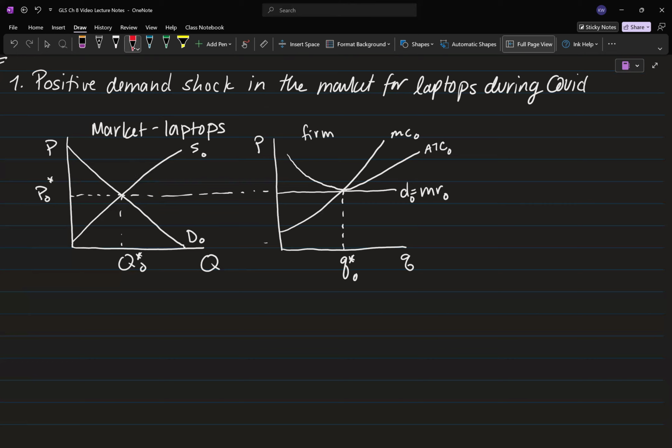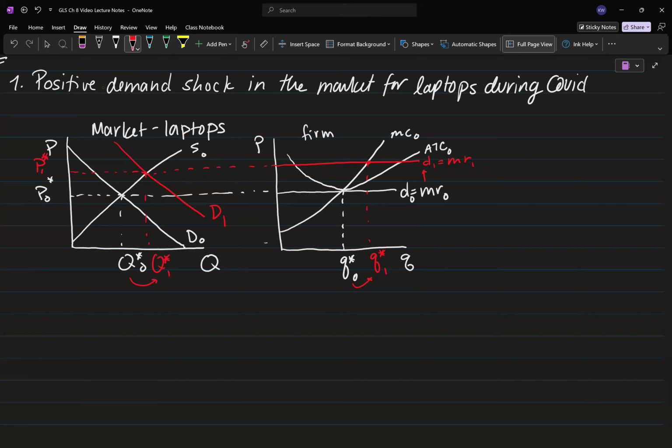Let me make that pen not so thick. Okay, so we're going to shift our demand curve out, up and to the right. That's going to push up the price for those laptops, and increase the quantity traded on the market as well. As the market price goes up, that means that the firm's demand curve also shifts up. Okay, so we see a shifting up of demand following the increase in price. Now, marginal cost intersects marginal revenue at a higher level of output. Okay. So we see each firm producing more, and that's translating to the greater amount of laptops traded on the market.